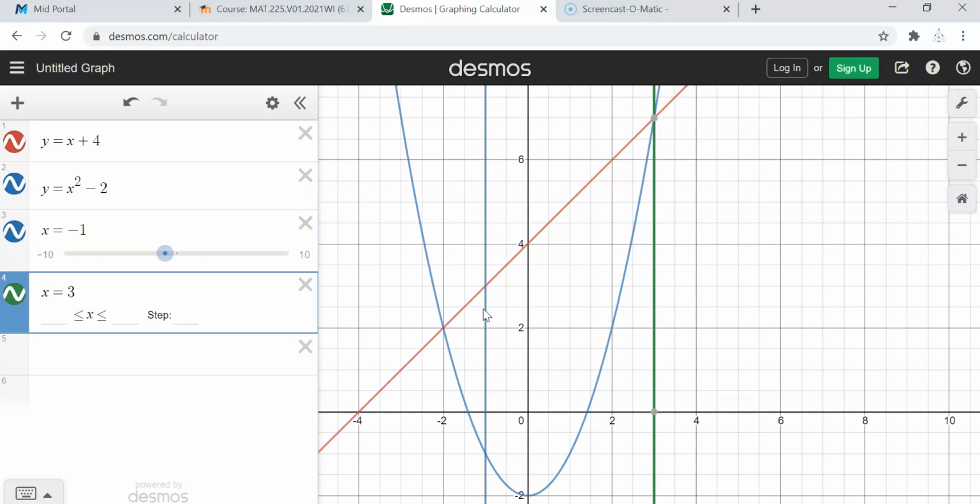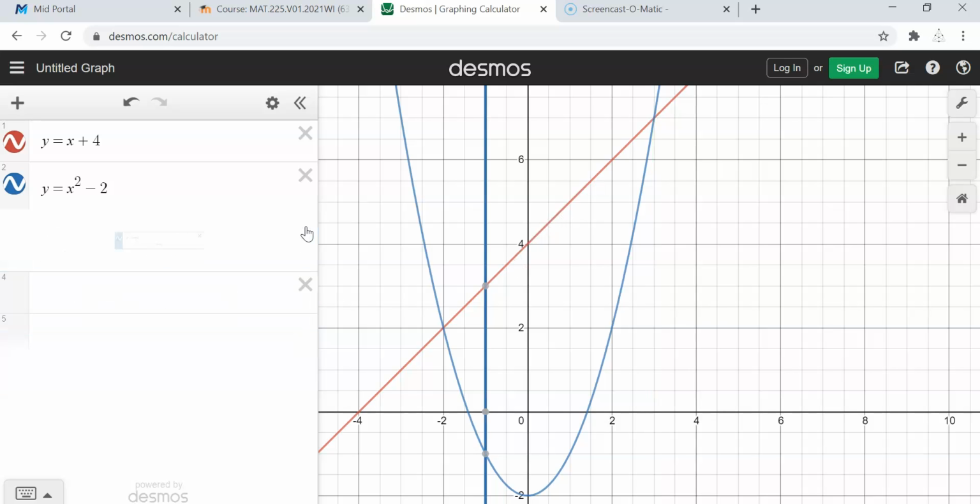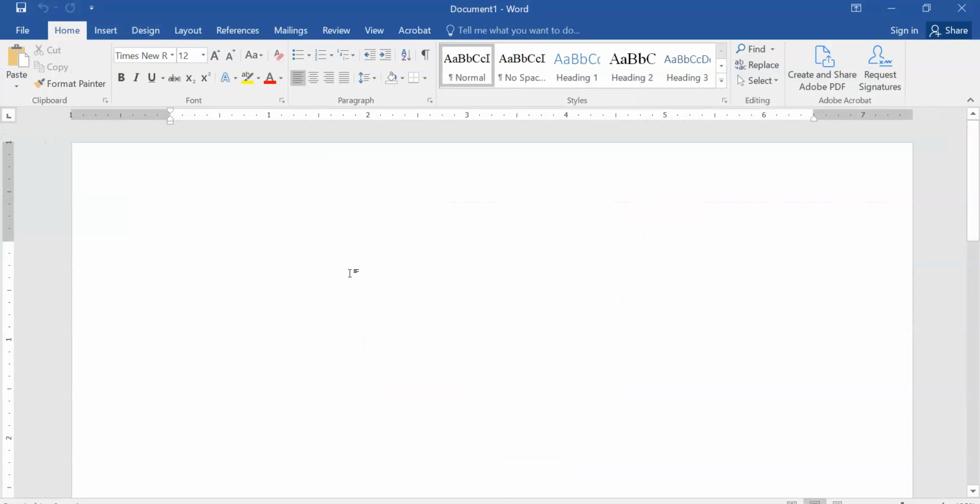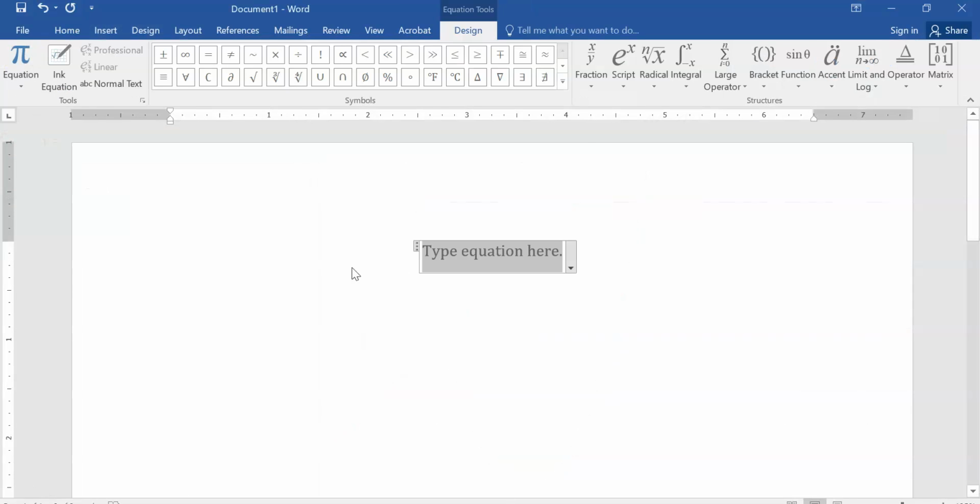So between these two vertical lines, we can see that y equals x plus 4 is the piece that's on top. All right, so y equals x plus 4 is the thing that's on top. So what we do is we go and we integrate.